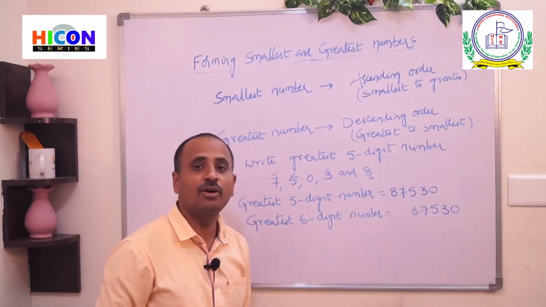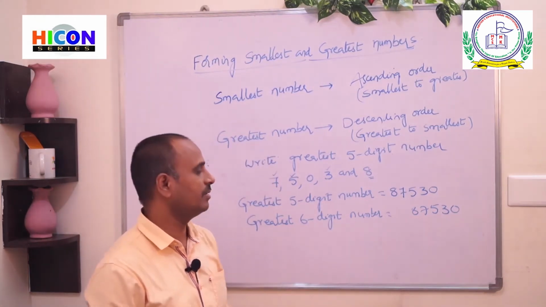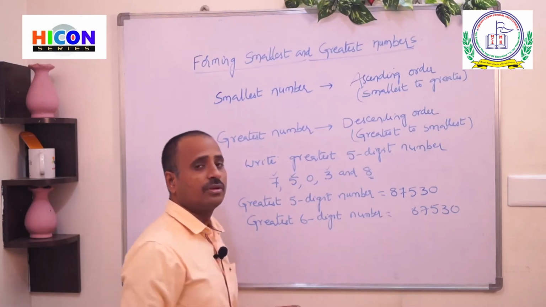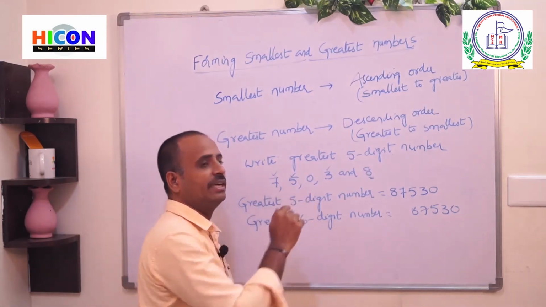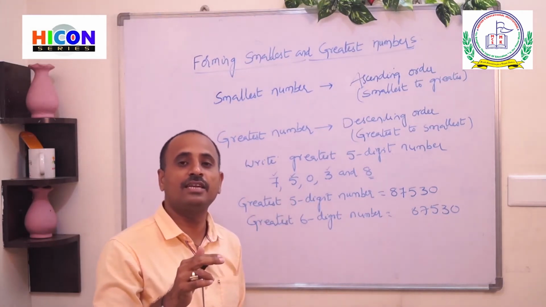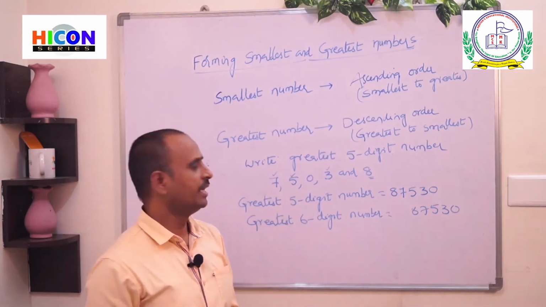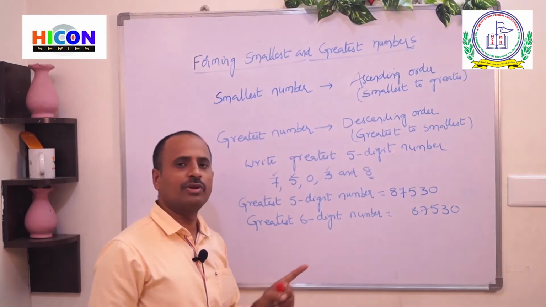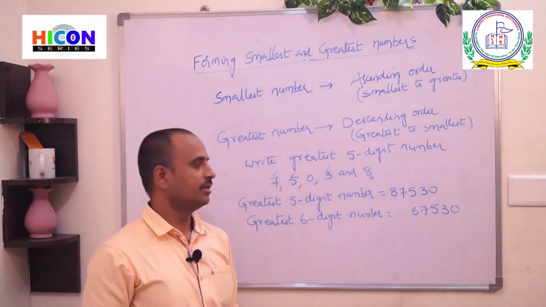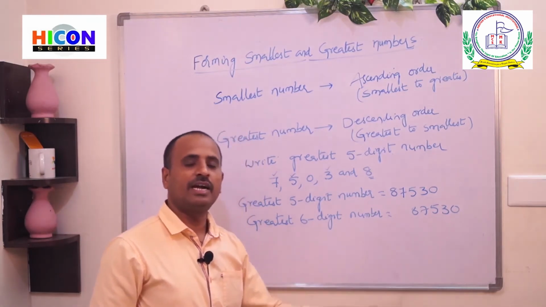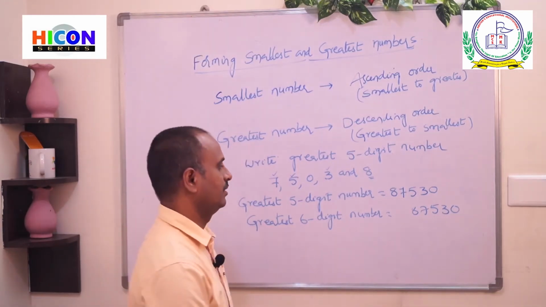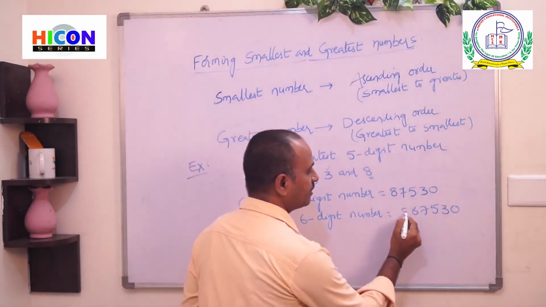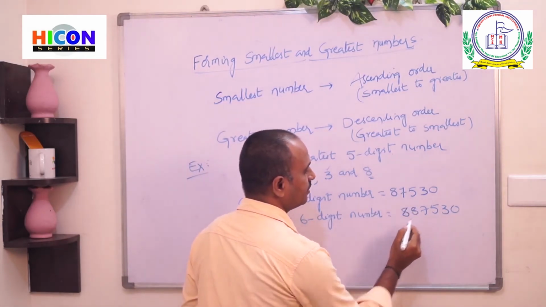We can write the greatest 6-digit number. Repeat the greatest digit among the given digits as many times as we require. Here we require one more digit, so there are only 5 digits and we require one more digit. So repeat the greatest one.